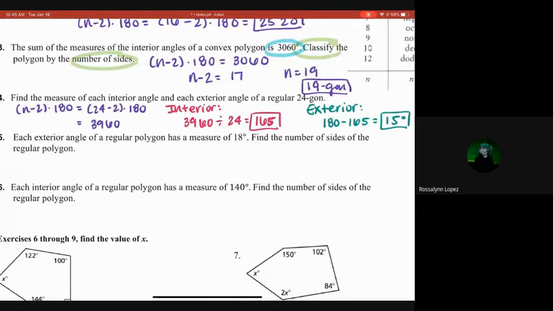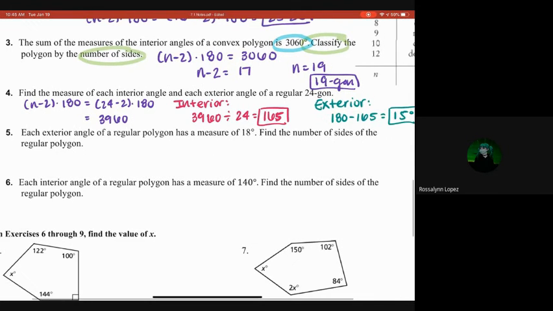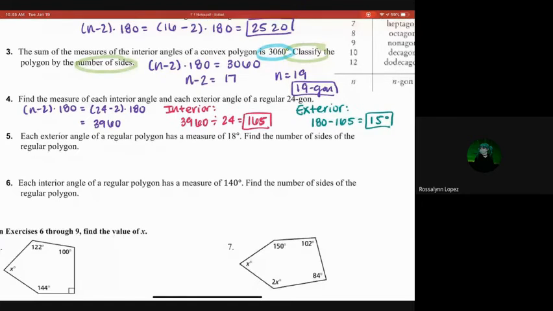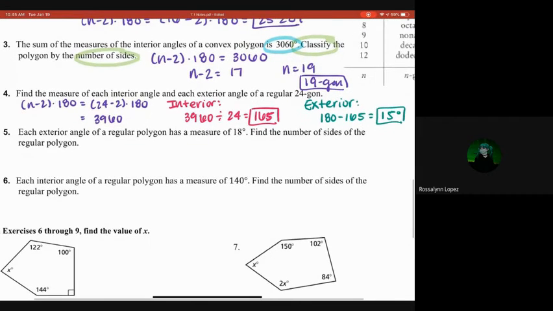Can anyone think of a different way? Tyler? I started off by finding the exterior angle, so I did 360 divided by 24. Good. 15, and then I did 180. Perfect. That is exactly the other way you can do it. Now, for that way, that's actually a quicker way. Personal opinion, it's an easier way. It's a quicker way.